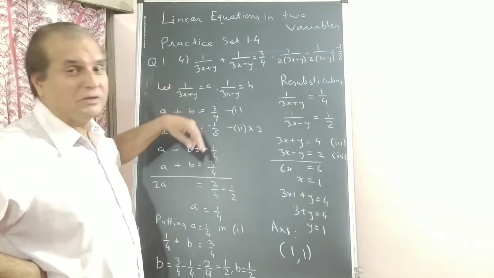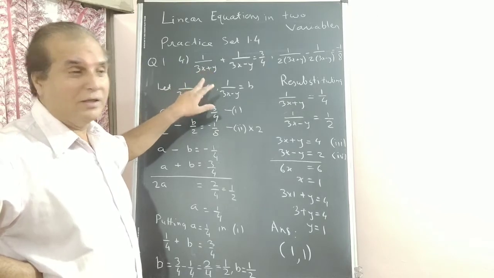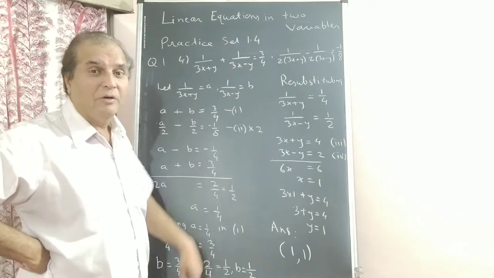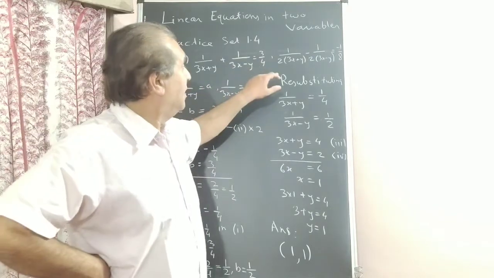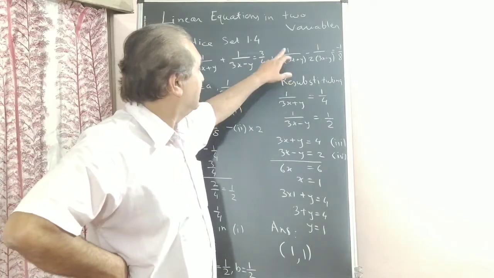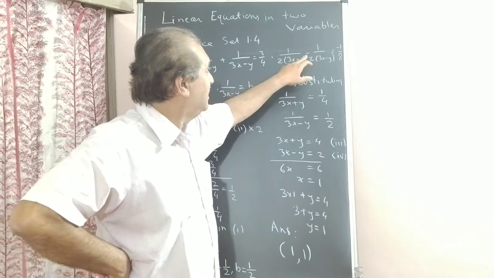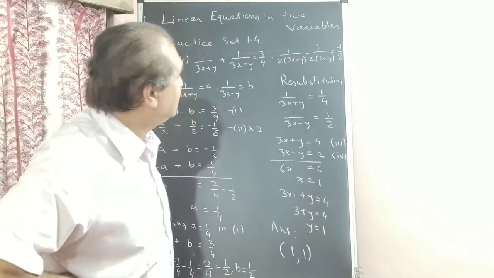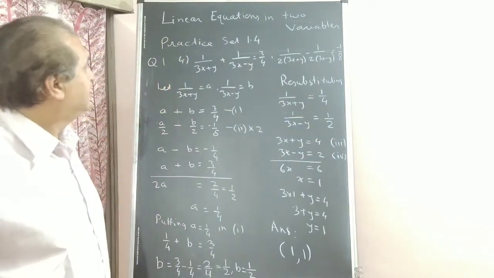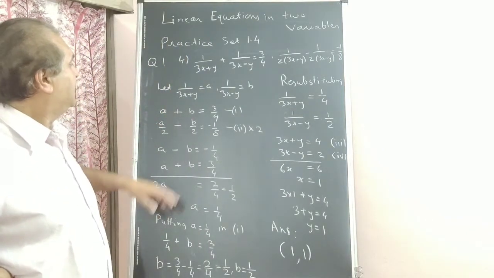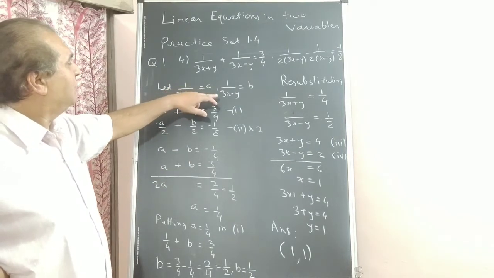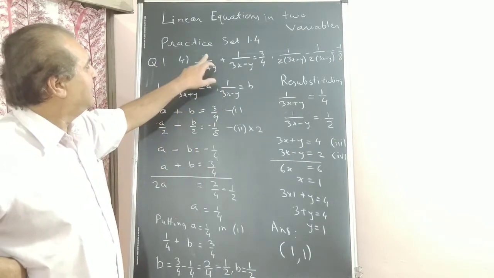1 upon 3x plus y, x and y in the denominator with equations, plus 1 upon 3x minus y equal to 3 upon 4. Comma. Second equation: 1 upon 2 in bracket 3x plus y minus 1 upon 2 in bracket 3x minus y equal to minus 1 upon 8. Okay. Let us substitute. 1 upon 3x plus y equal to small a, 1 upon 3x minus y equal to small b.